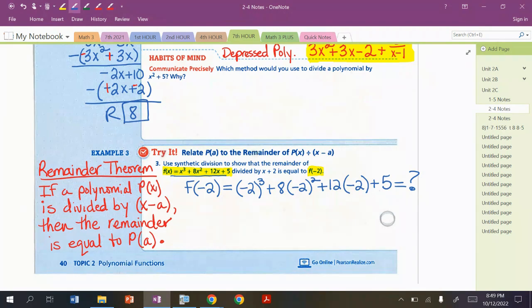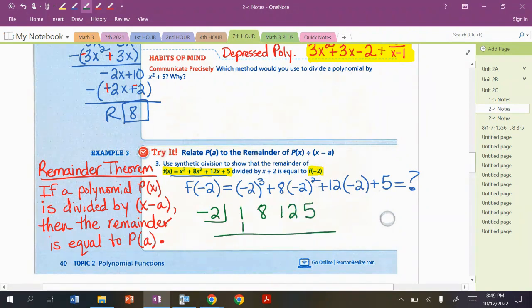-2. But this theorem is telling us if you use synthetic division with the x value, which is again -2, and again setting up synthetic division, whatever the remainder is, which would be in this last spot right here, it is equal to the final answer, to the function evaluated at -2.